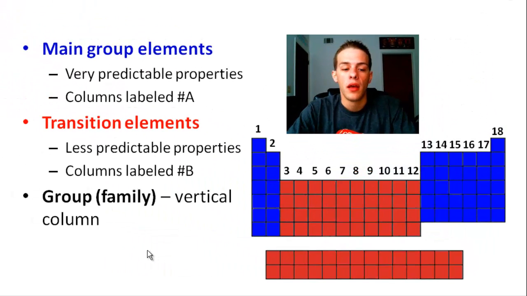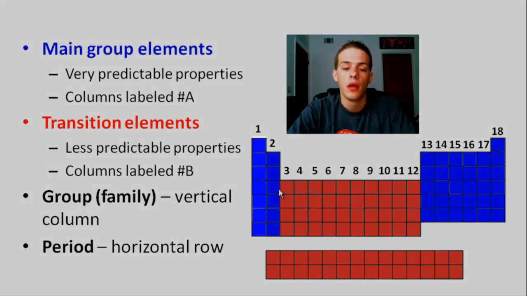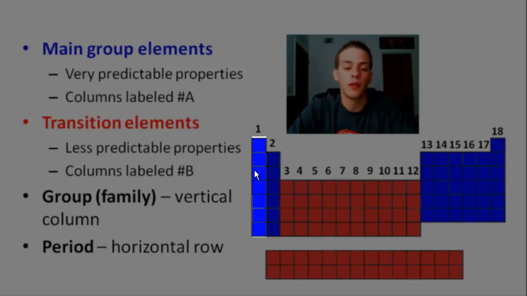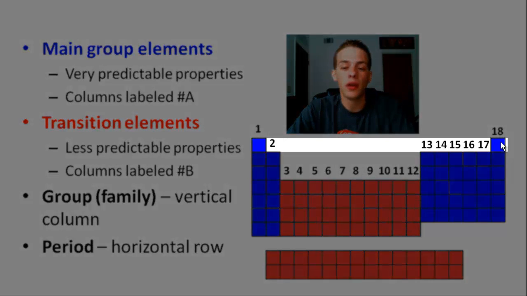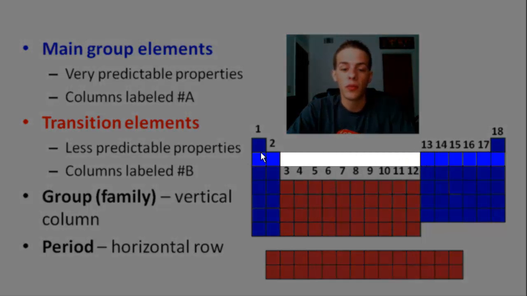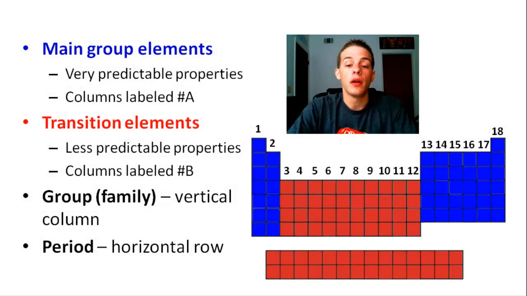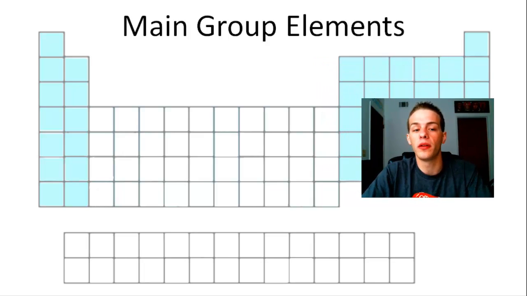By the way, a vertical column of the periodic table is known as a group or a family, and a horizontal row of the periodic table is what we call a period. This would be group 1, for instance, or family 1, and this would be group 2 or family 2. And then these two elements up here would be period 1, and then these 8 elements over here, from this one all the way to this one over here, would be period 2, and so on and so forth. Let's talk about the main group elements in a little bit more detail.